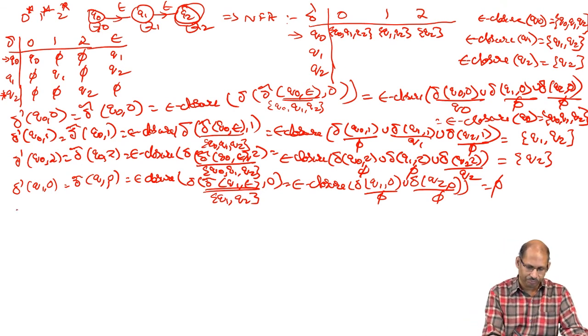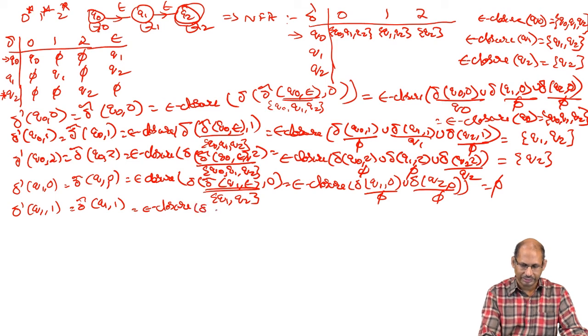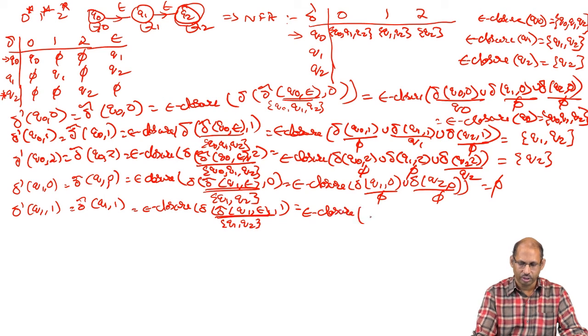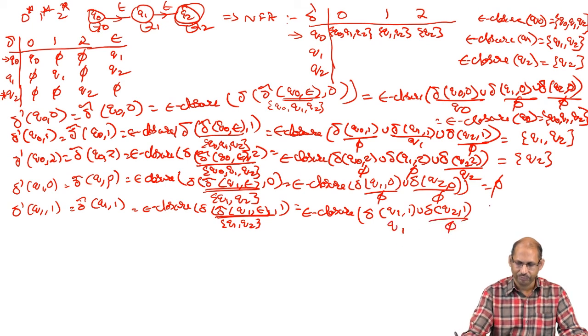Similarly, Q1 on 1. Epsilon closure of the transition of the string transition of Q1 on epsilon followed by 1. What is Q1 on epsilon? Q1, Q2. So epsilon closure of the transition of Q1 on 1, Q2 on 1. Here this is Q1, this is phi, which is just Q1, Q2.